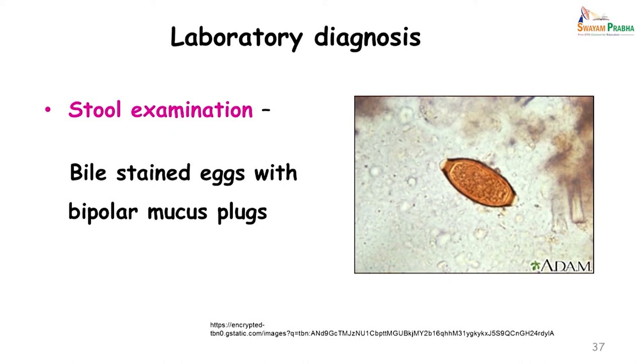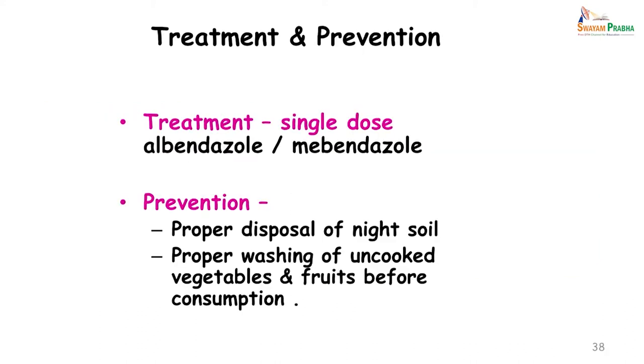Laboratory diagnosis is done by stool examination. You want to look for bile stained eggs with bipolar mucus plugs. And therefore, whenever you want to look for bile stained eggs, you usually do it in a saline preparation because you can appreciate the yellowish brown color. Whereas when you're looking at it in an iodine preparation, the iodine may interfere with your interpretation. Treatment and prevention of whipworm infection. Treatment is done with a single dose of albendazole or mebendazole, and prevention is by proper disposal of night soil and washing of uncooked vegetables and fruits before consumption.